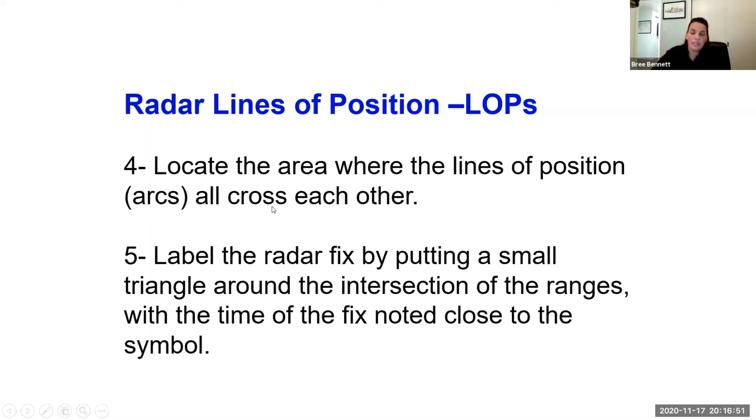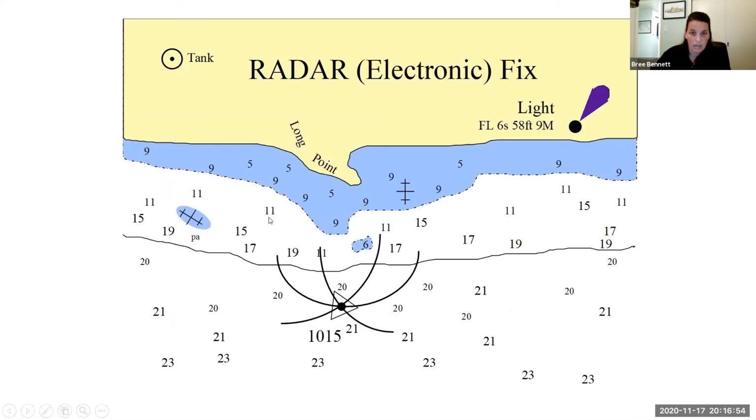Anyways, you mark it with a triangle or whatever you want to use. So here's another example. This would be a pinwheel because they all meet in the exact same middle. Our first one, this arc here, is from the tank. So maybe we see a radar tank. It must be really high, so we can see that. The other one, this guy right here, is from Long Point. And this guy right here is from the light. So wherever those three meet, you put a dot and you call that your fix. So that's our 1015 fix using radar ranges.